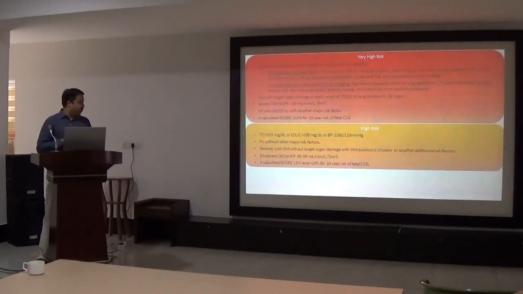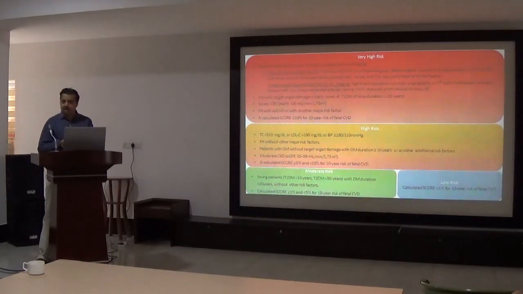What is the high risk group? Patients with diabetes without target organ damage and diabetes duration more than 10 years or another additional risk. Familial hypercholesterolemia without other major risk factors. Total cholesterol more than 310 and LDL more than 190, or BP more than 180 by 110. These are the high risk group, or moderate CKD and a calculated score between 5 to 10%.